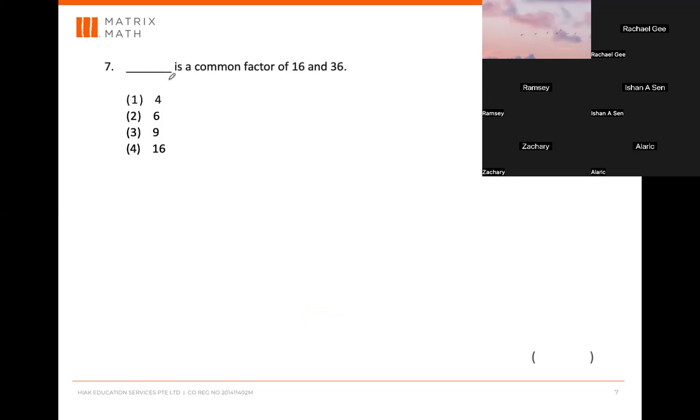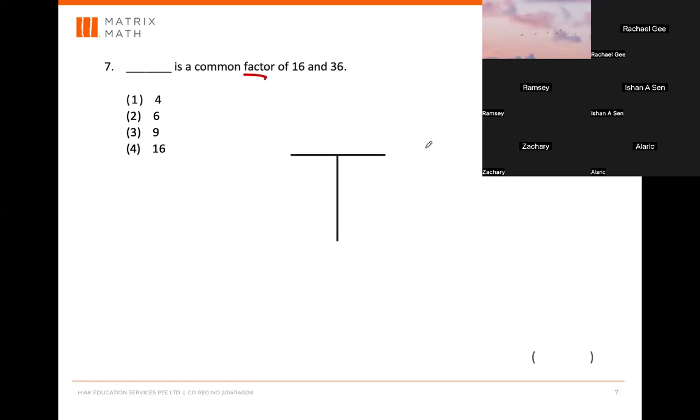Question 7, what is a common factor of 16 and 36? Okay, so factor means what? Definitely the number must be lesser than 16 and 36, okay? So which means that when 16 and 36 are divided by this number, it doesn't give you any remainder.